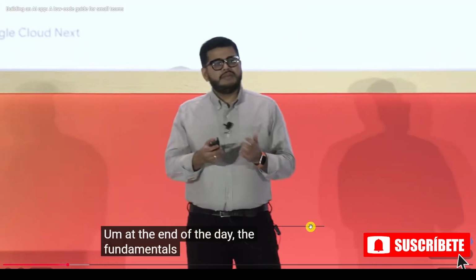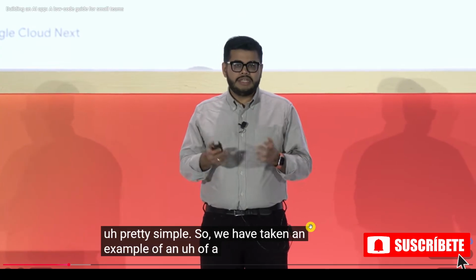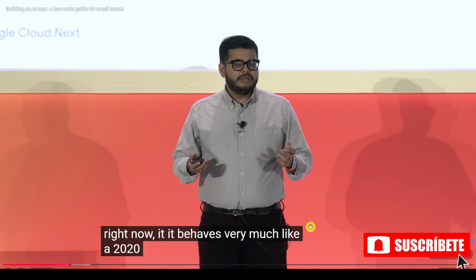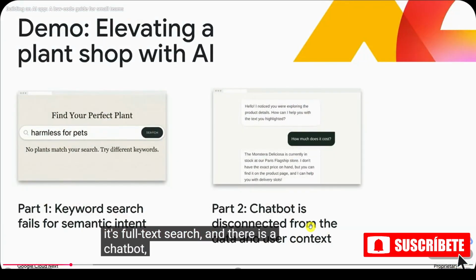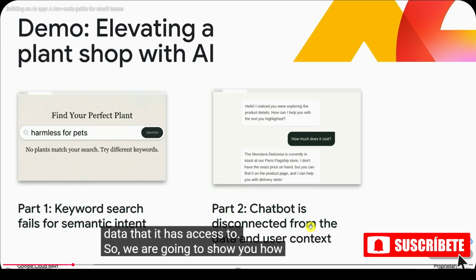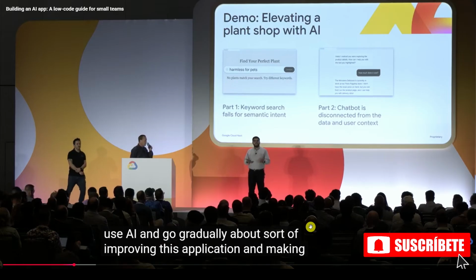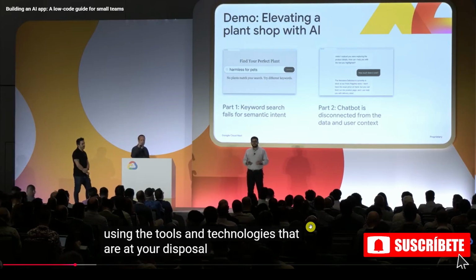At the end of the day, the fundamentals are still pretty simple. So we have taken an example of a simple e-commerce website. There is a plant shop, and right now it behaves very much like a 2020 plant shop where there is a search bar. You can do a search, but it's full text search. And there is a chatbot, but when you ask it a question, it really doesn't have any specific context about you or about the real-time data. So we are going to show you how you can use AI and gradually improve this application, making it a very modern AI-powered application using the tools and technologies that are at your disposal on Google Cloud.